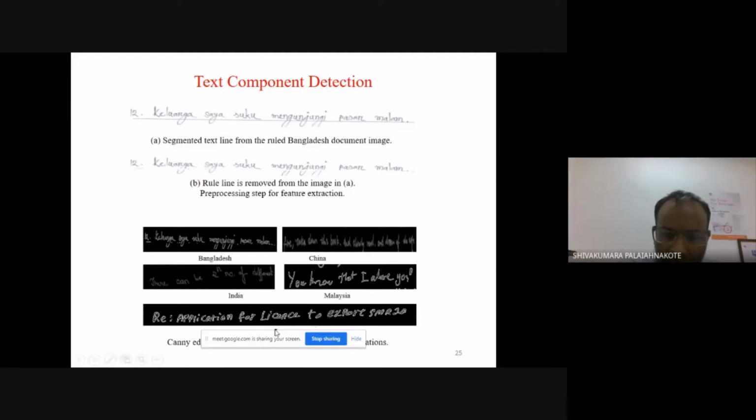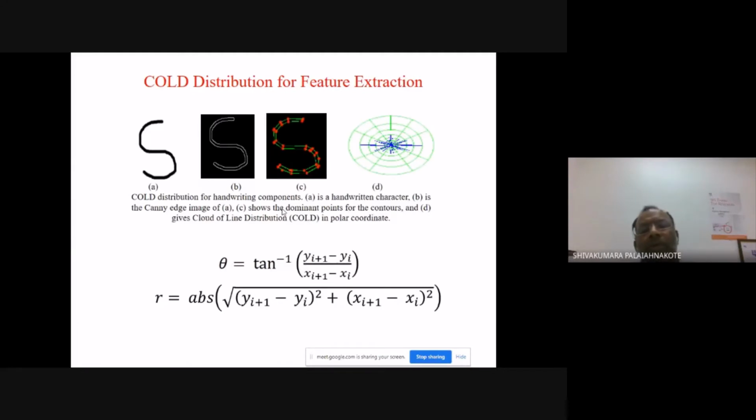Now this is the Canny edges. Okay, what is the idea now? This is the contribution in this paper. See, this is the one character now. So we are trying to get the Canny edge image.